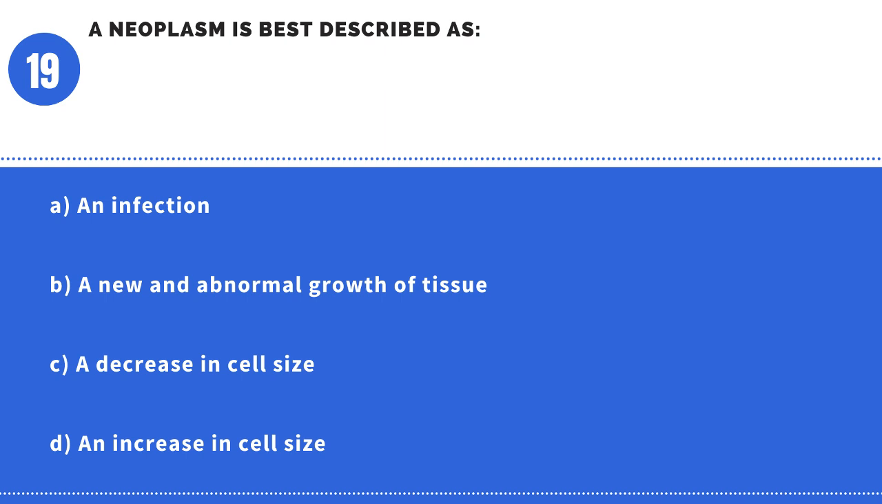Question 19. A neoplasm is best described as: A. An infection. B. A new and abnormal growth of tissue. C. A decrease in cell size. D. An increase in cell size.